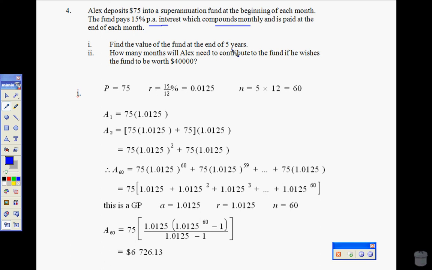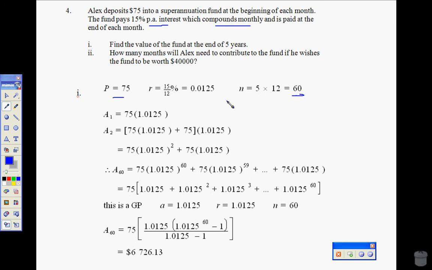So we need to set up our terms first. P is going to be 75. The rate of interest per month is 15 on 12. So 15% divided by 12, because that's per month, as a decimal comes out as 0.0125. And then because he's doing it for 5 years, but every month, he gets 60 terms. The more terms you have, the better it is, because the more it compounds. Compound interest is nice like that.